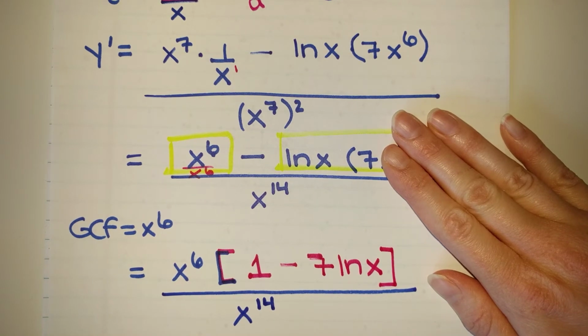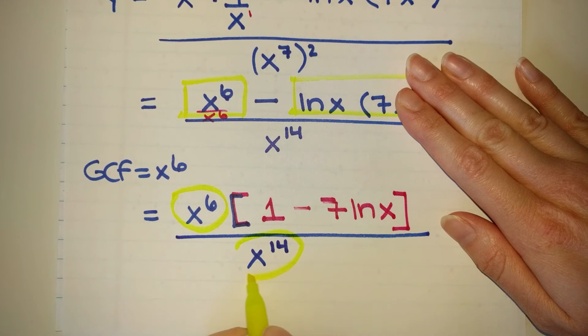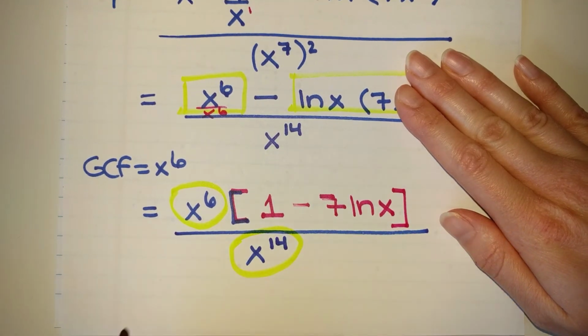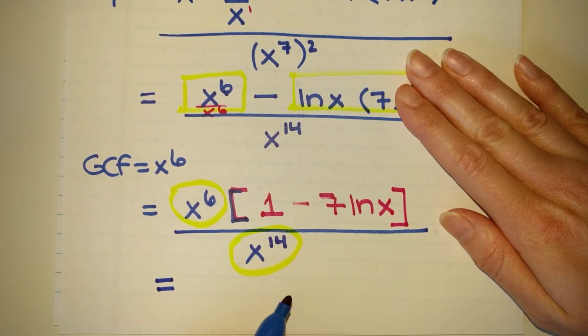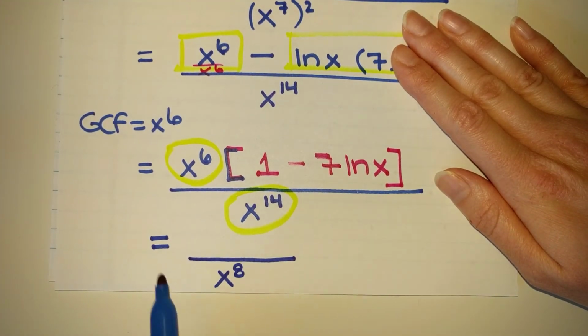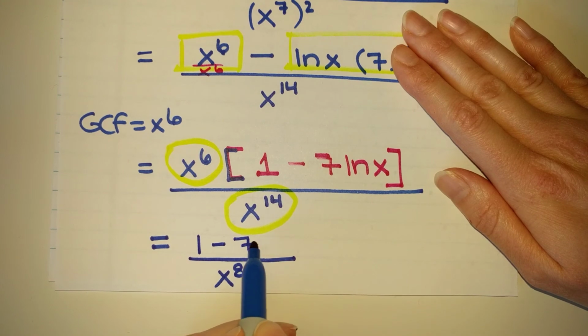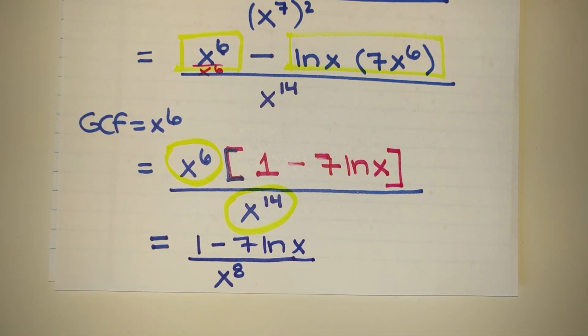Now, we're not done yet, because if we look at this x to the 6th factor, this x to the 14th factor, we can simplify that further. So we subtract the exponents. The 6 minus the 14 is going to give us a negative 8, and we can then put that in the denominator as x to the 8th, and then 1 minus 7 natural log of x. And that is our final simplified answer.